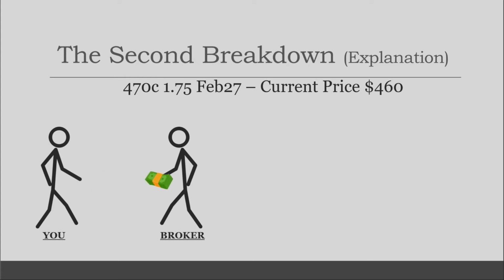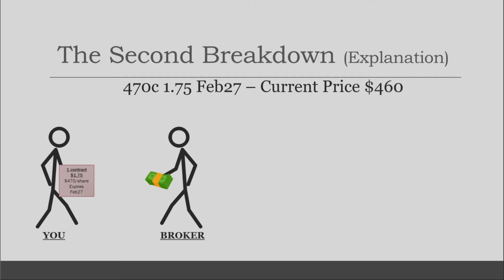You will then be writing the contract, which your broker will provide to you, stating that you bought it at a $1.75 premium, a strike price of $470 per share, expiring February 27th.